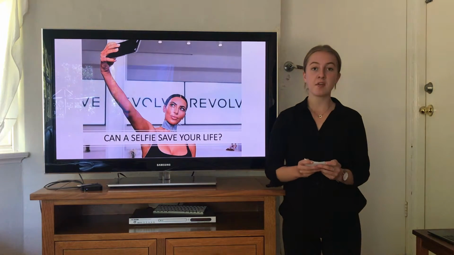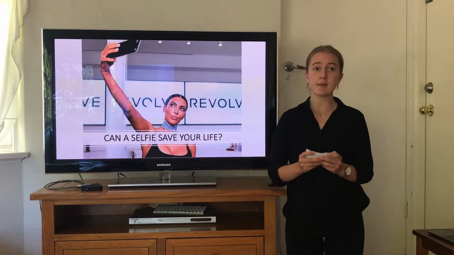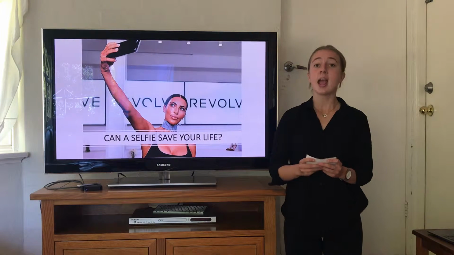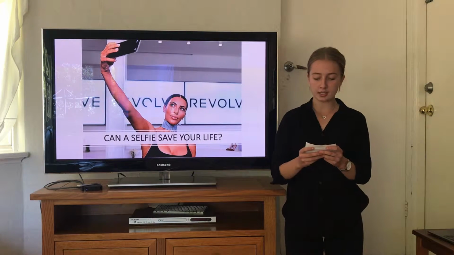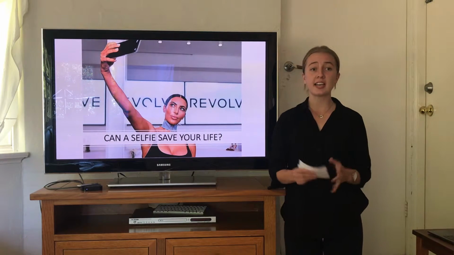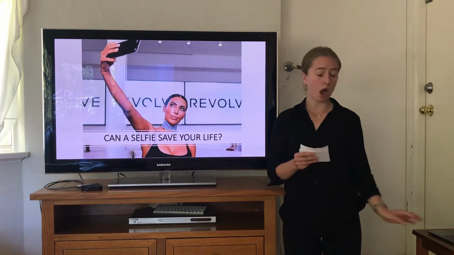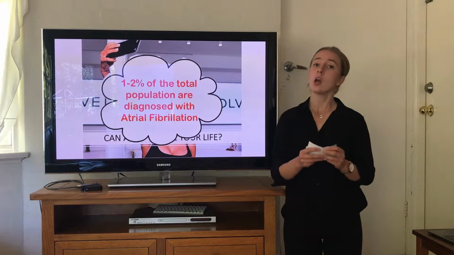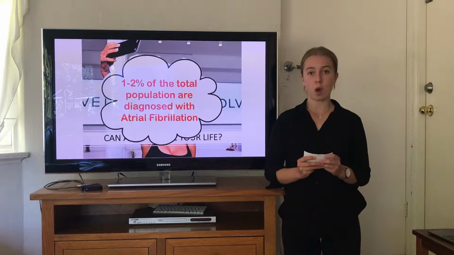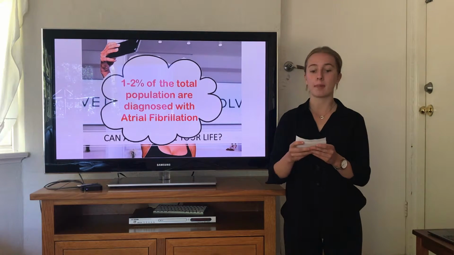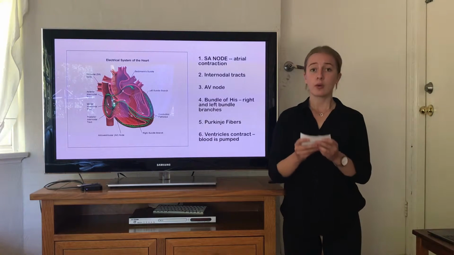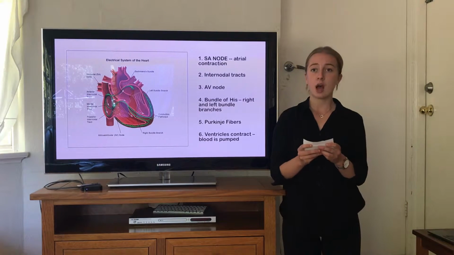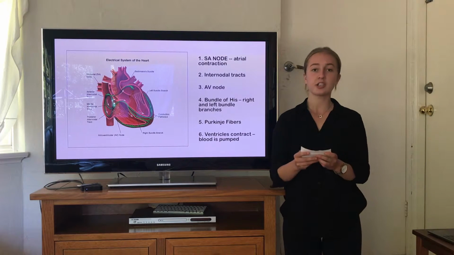A number of smartphone applications have recently been developed to help to identify atrial fibrillation, a cardiac arrhythmia, in patients. Atrial fibrillation is the most common heart rhythm disorder worldwide, with a reported prevalence of 1 to 2% of the developed population. To understand cardiac arrhythmias, we firstly have to understand the heart's normal electrophysiology.